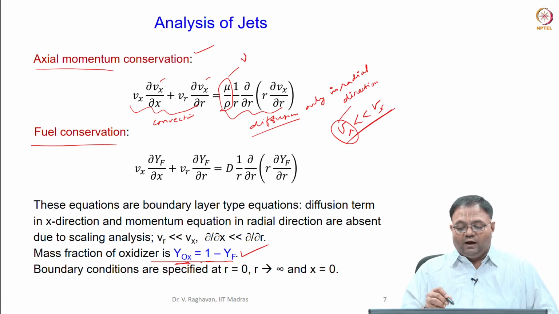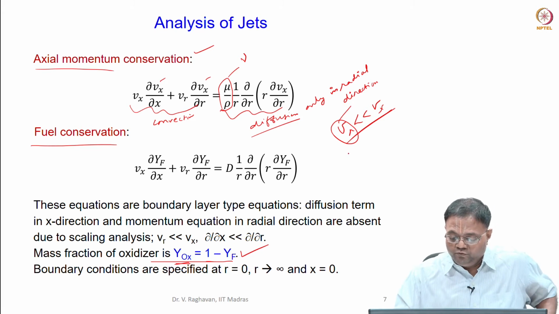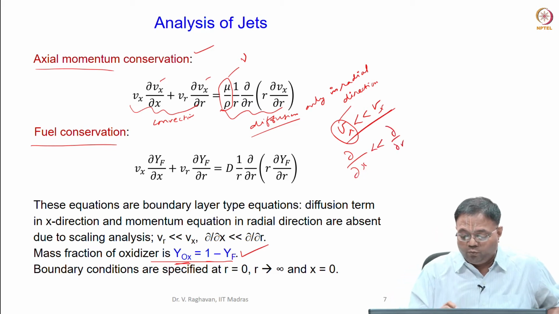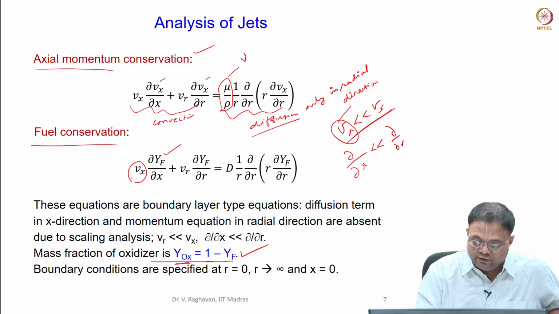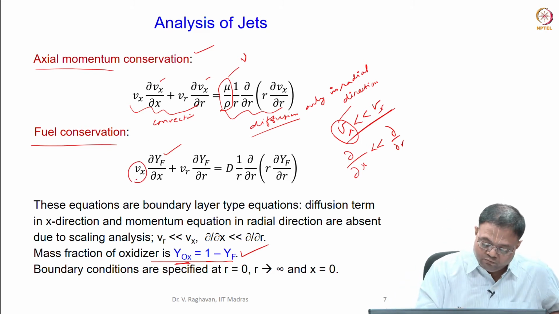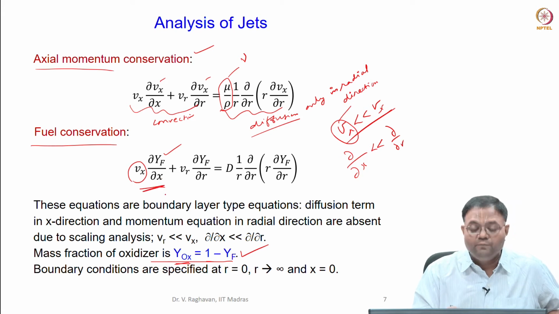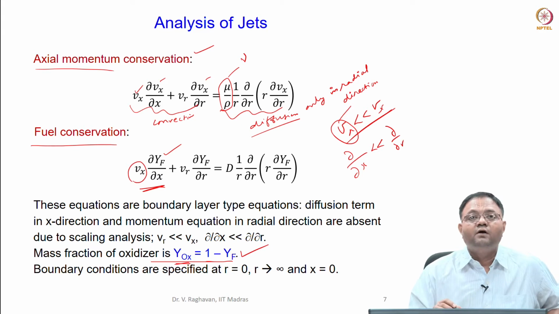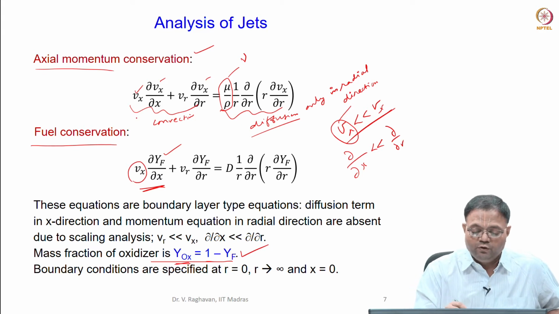Okay, now please see that we have already assumed that dou by dou x is much less than dou by dou r, but why are you retaining this term? Because Vx is very strong. Since Vx is much greater than Vr, this term stays not due to dou by dou x of Yf, this term stays because of Vx. Similarly, here dou Vx by dou x may not be very high, but Vx is very high. So, by scaling this term stays.